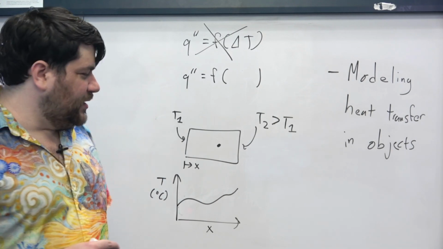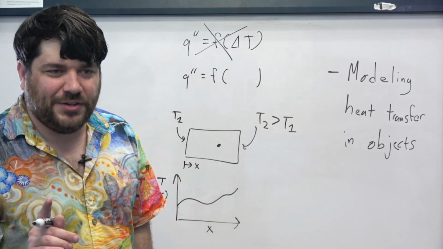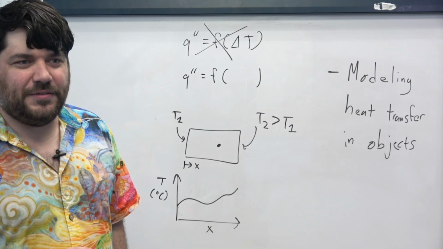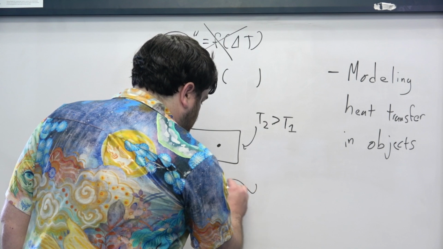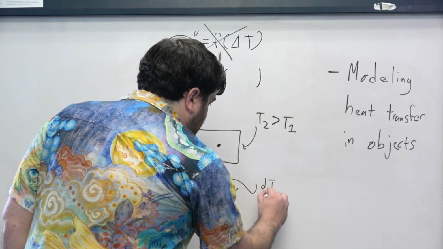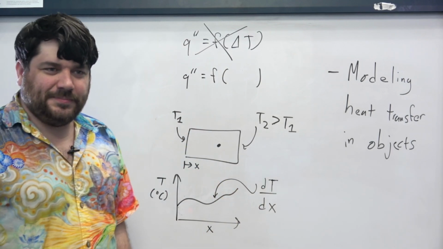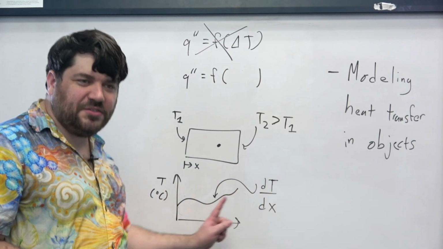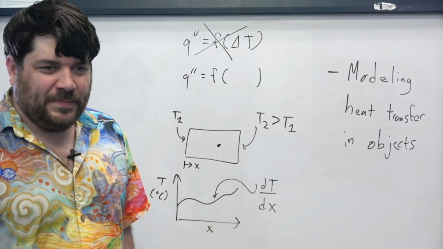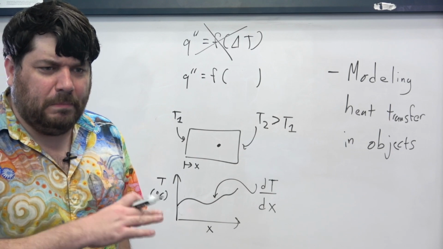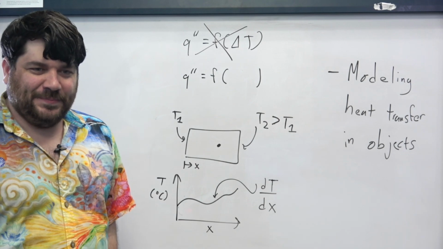Well, the piece of information that makes sense for us to use is to see how much that temperature changes as a function of space. Okay? To write a derivative, dT/dx, that tells me information about how much the temperature increases as I change x, and then use this information as the key quantity that tells me what the q double prime is.